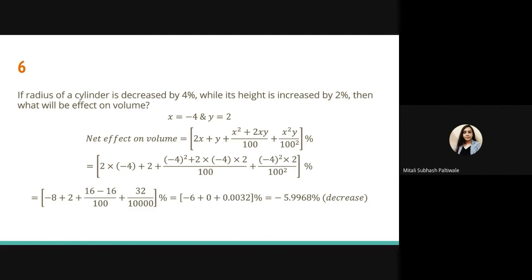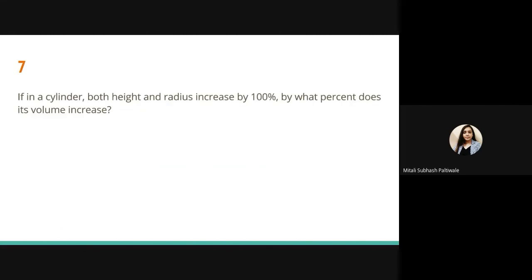So let us move ahead with another example. If in a cylinder both height and radius are increased by 100%, what is the volume increased by? Okay, just a moment. H is equal to R is equal to 10% of X, or maybe 10% of anything.